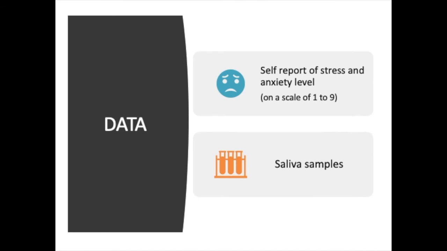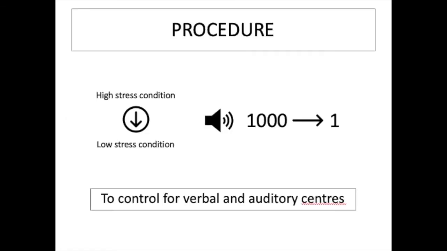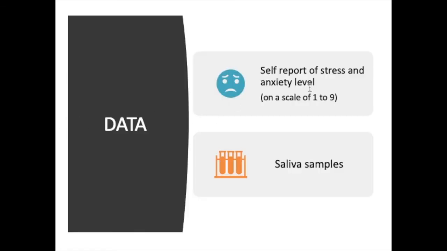Now, what was the data? At the end of each task, so after the high stress condition and after the low stress condition, they were asked to do a self-report of stress and anxiety level, on a scale of 1 to 9, and saliva samples were taken. Why? To check their level of cortisol.